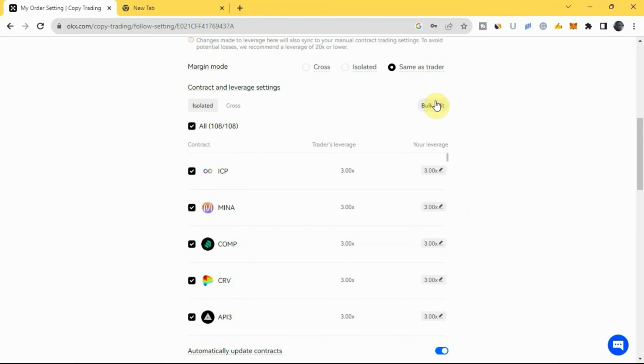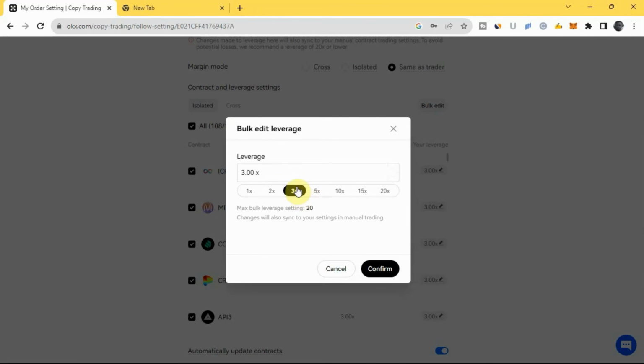You can come right here to where you have this bulk edit and click on it. And right here, you can pick the leverage you want to use for everything. So I'm going to change this to 10x leverage. So that's the leverage I want to use for this. I want to use 10x leverage. If you want to use 15, 20 or any one you want to use, you pick it right here.